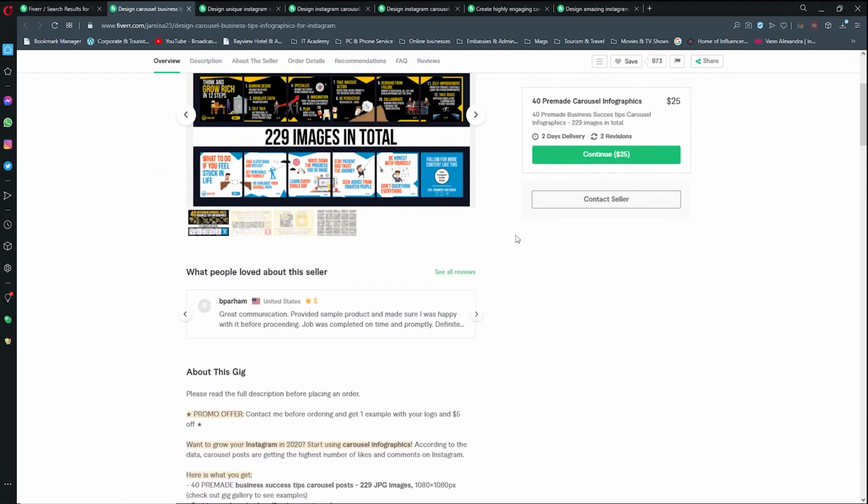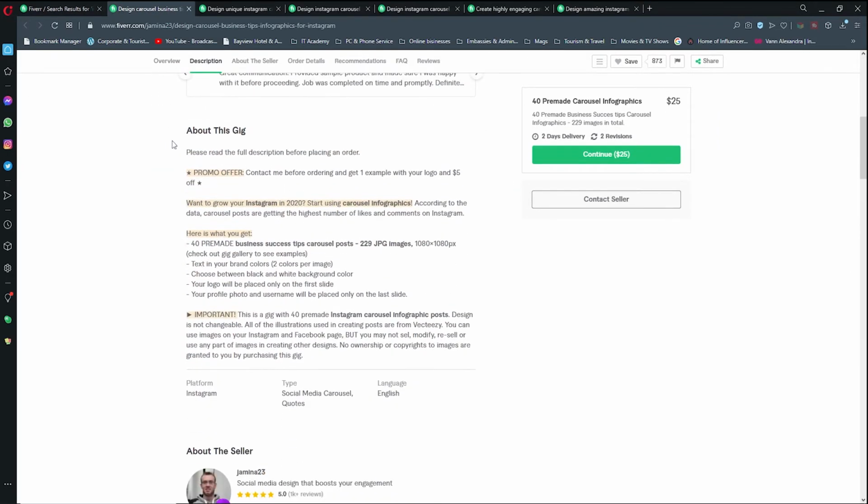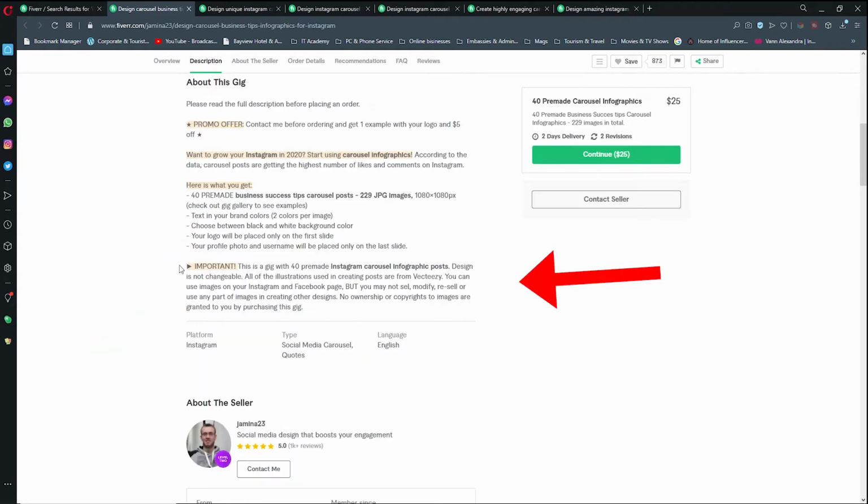Okay, this is the seller that I first opened. Down below we see the description of the gig. In the first sentence he offers a promo, which is a great way to get people to buy by offering them more value for less money. So he offers $5 off. Then he offers some interesting information about the service he sells, and then here is what any buyer is going to get. And in the last paragraph he has written an important notification.